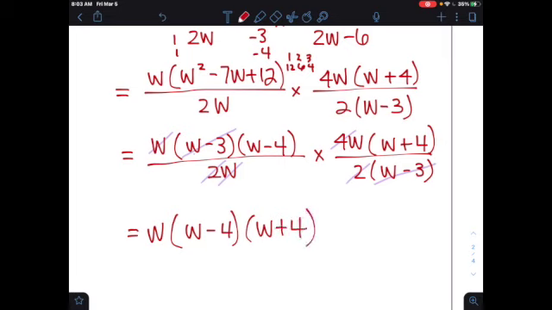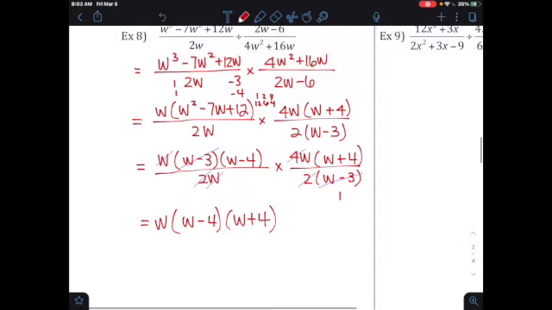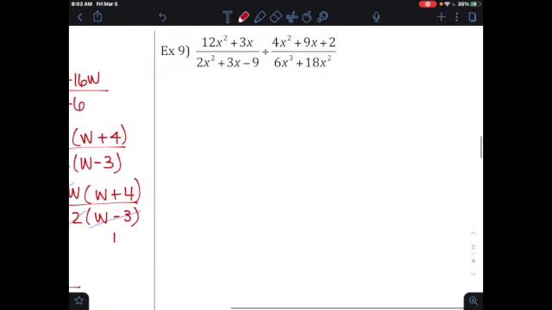And since there's nothing on the bottom, it's just 1, we are going to just leave it as nothing on the bottom. It's totally okay. When the 1 is on top, you need to make sure that it is written down. So that's the answer for example number 8. Please go on, try example number 9.